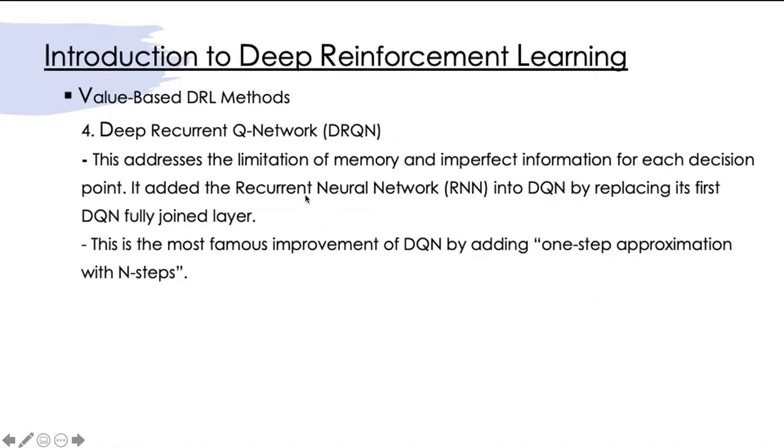And the last one is the deep recurrent Q network. This addresses the limitation of memory and imperfect information at its decision point, and adds a recurrent neural network into DQN by replacing its first fully connected layer. And this is the most famous improvement of DQN, replacing one-step approximations with N steps.